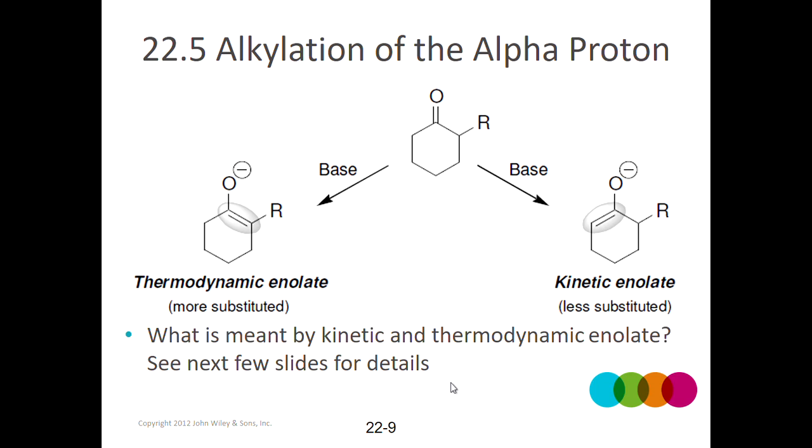So if you have a carbonyl with two non-equivalent alpha carbons, each of which has a proton, picking off one proton often gives a so-called thermodynamic enolate. Picking off the other proton gives a so-called kinetic enolate. And usually the thermodynamic enolate is more stable because it's more substituted, meaning that the pi bond has more carbons connected to it to stabilize it. And so it's more stable.